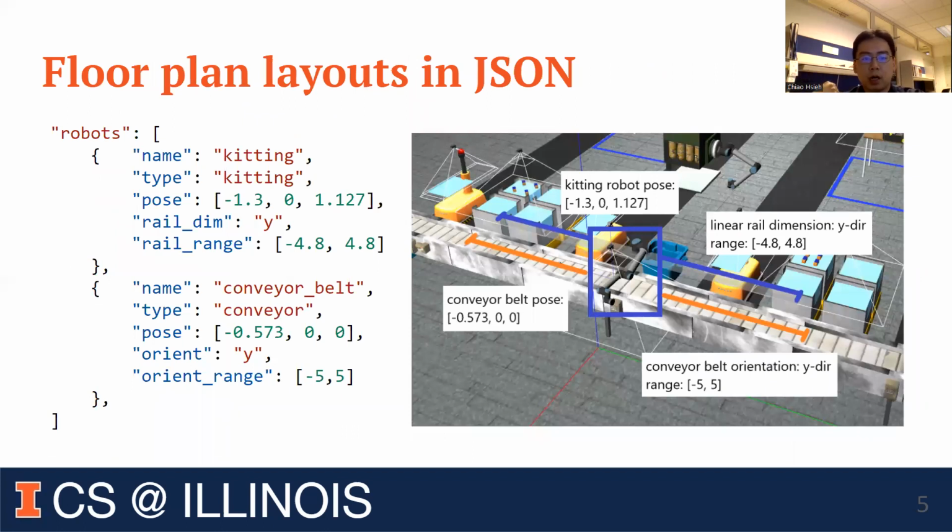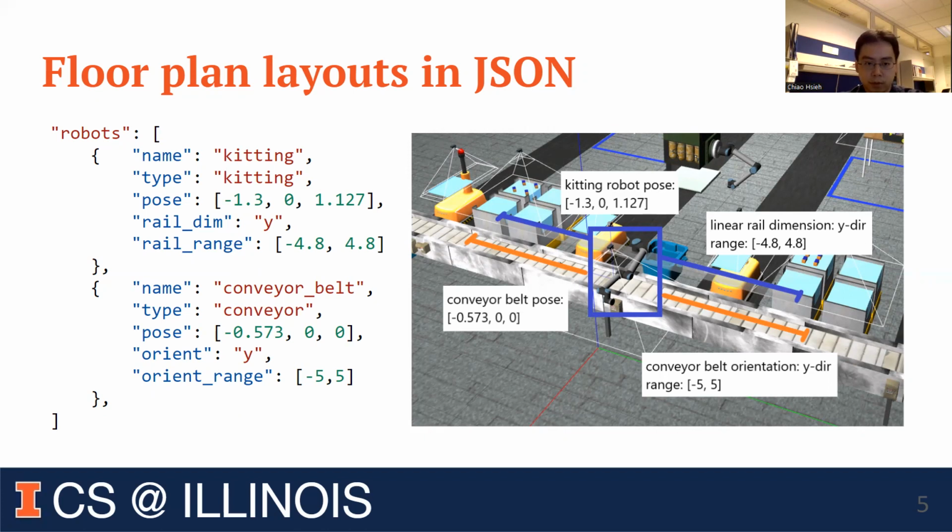First, we show how the floor plan as a configuration can be specified in a configuration file, such as in JSON format. On the left, we can describe a list of robots. In this example, the kitting robot arm and the conveyor belt. For each robot, we can specify the positions as well as the operating ranges. For example, the robot arm can move on its linear rail from minus 4.8 to 4.8. And on the right, this is the visualization for the operating ranges and the position of the robot arm, as well as the range of the conveyor belt.